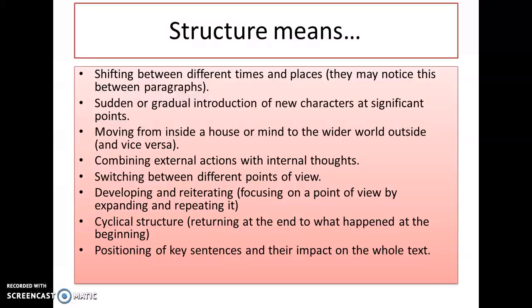Developing and reiterating. So if the writer is repeating something, that normally suggests that it's quite important, or it also suggests that there could be a motif there. And positioning of key sentences and their impact on the whole text.